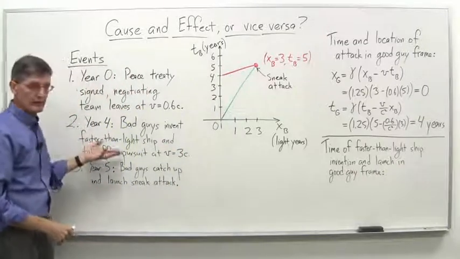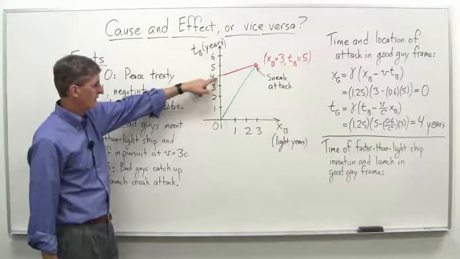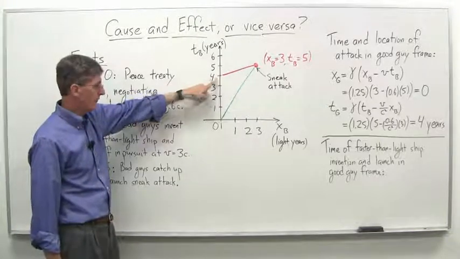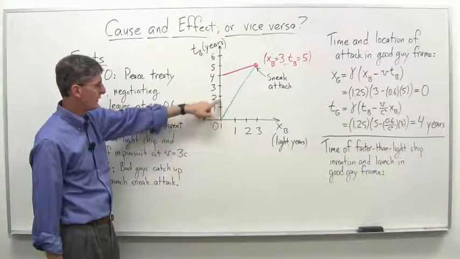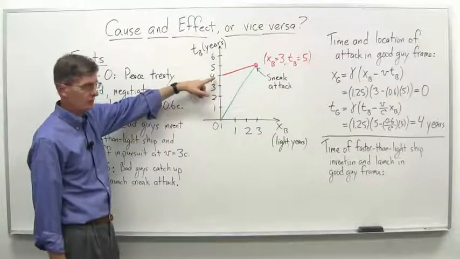And then in year 4, the bad guys invent their faster-than-light spaceship. And at that point, they take off from their home planet. So they've just been sitting on their home planet here as time goes on, 1 year, 2 years, 3 years, 4 years, trying to make this faster-than-light spaceship work.